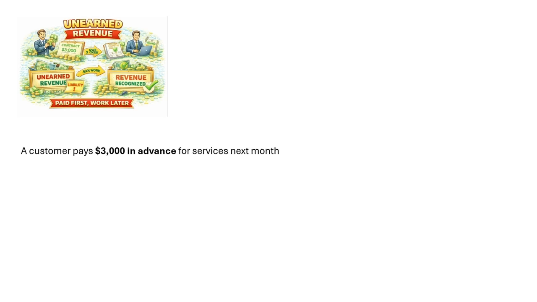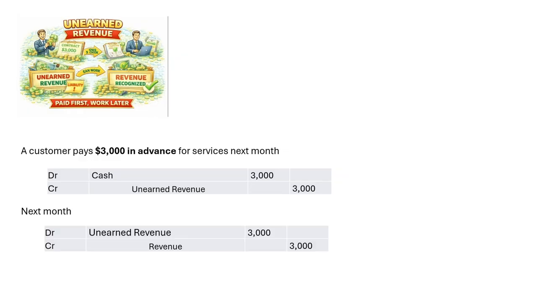Example: a customer pays 3,000 in advance for service next month. In the month we receive the money, we debit cash 3,000 and credit unearned revenue 3,000. And when we satisfy the obligation, now we earn that revenue, so we debit unearned revenue and credit revenue.